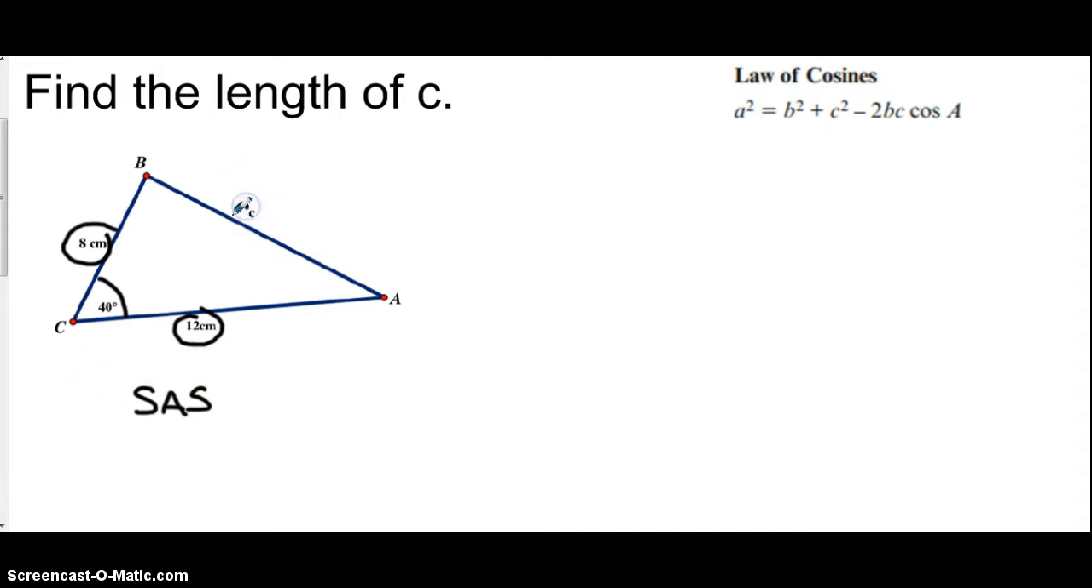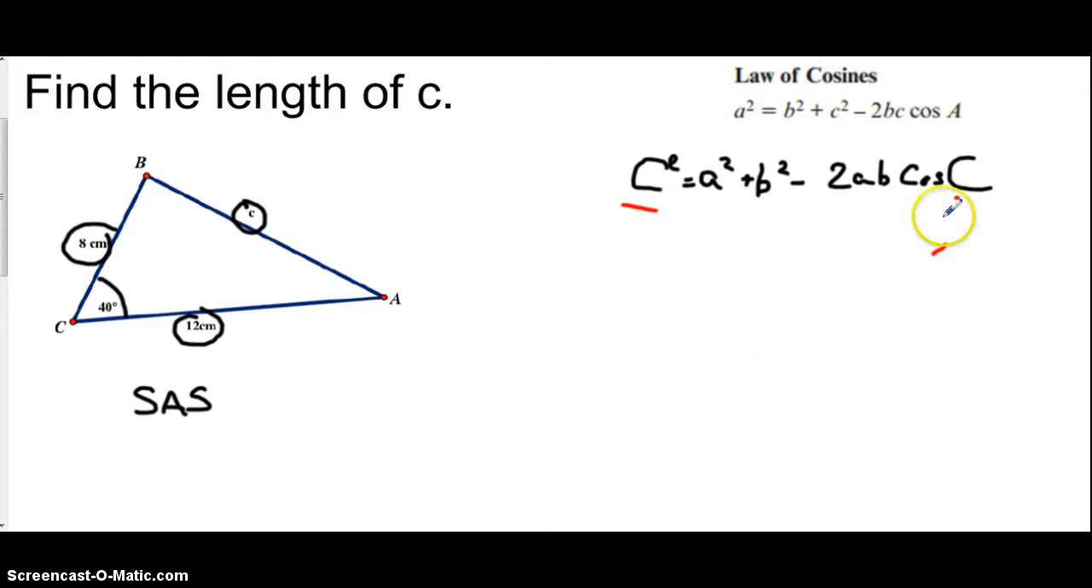So since I'm looking for C, I'm going to plug into my formula for the law of cosines. But I don't plug it in exactly as it's written. Remember, I always put the missing side at the end. So the way we're going to plug it in is C squared equals A squared, because we do know what that one is, plus B squared minus 2AB cosine C. So it's just important to recognize that whatever you're missing is always going to be here. I'm missing C, so it goes there and there.